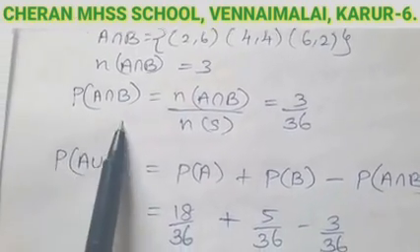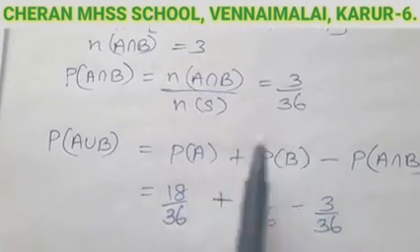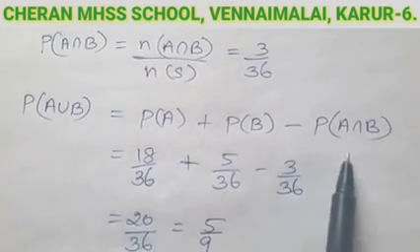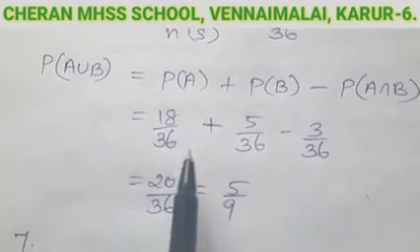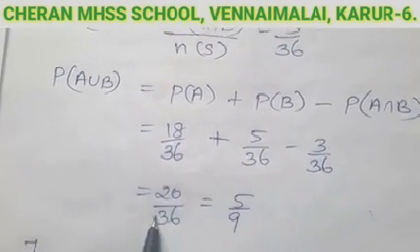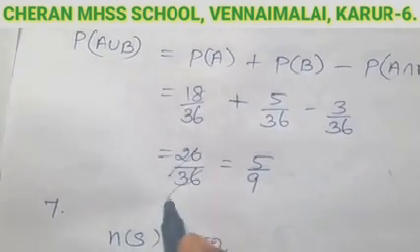P of A intersection B is equal to N of A intersection B by N of S, that is 3 by 36. P of A union B is equal to P of A plus P of B minus P of A intersection B. 18 by 36 plus 5 by 36 minus 3 by 36. Adding both, we get 20 by 36. When you simplify this using the 4 table, we get 5 by 9.